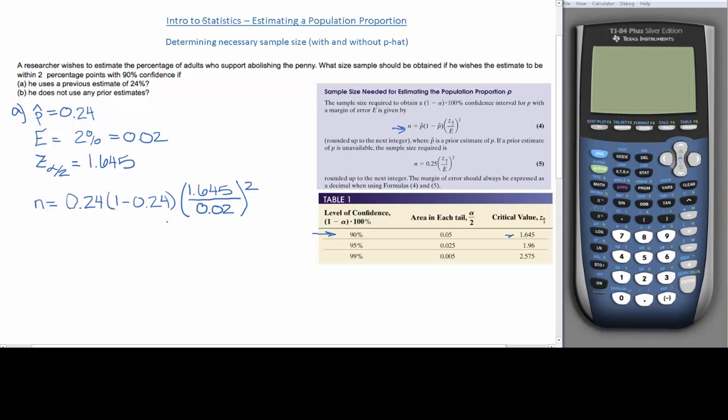I'm going to put that in the calculator right quick, and we are getting 1,233 and some change. Part of the reason I say and some change is because we need to round up. I realize that 0.9 would round up anyway, but with sample sizes, you will always round up. So for scenario A, the sample size needed is going to be 1,234 people.